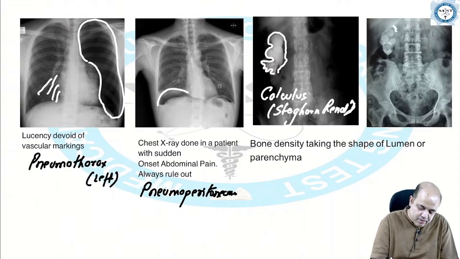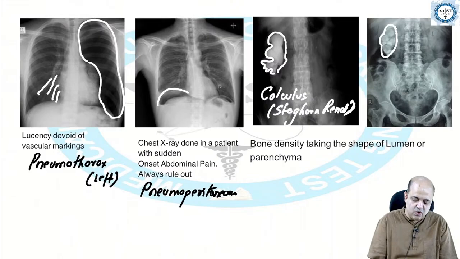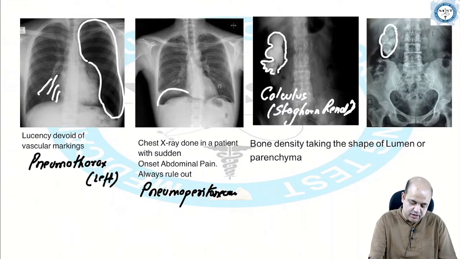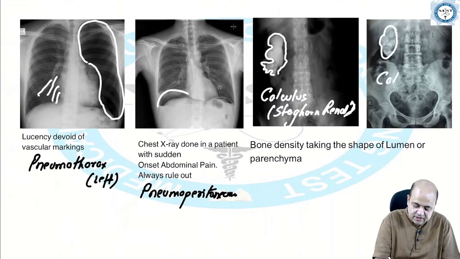Or there could be bone density which is taking the shape of the organ. This is taking the shape of the parenchyma. This is calcification. This is a putty kidney.